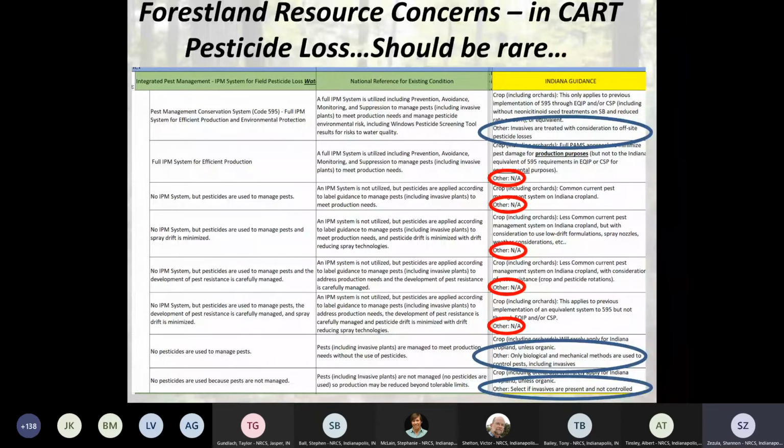So again, if you come across this resource concern in the real world of pesticide loss on forest land, and if this doesn't work out for you, let us know. Otherwise, I would suggest focusing your attention on higher priority resource concerns. Now that doesn't go for orchards. Orchards would be considered more of a cropland, not a forest land.